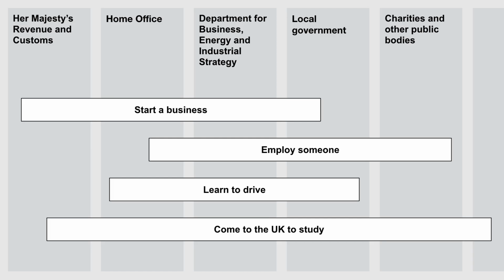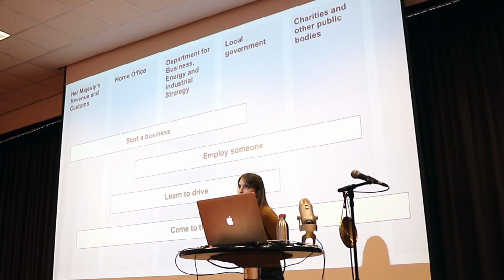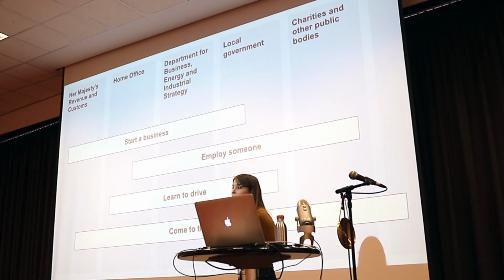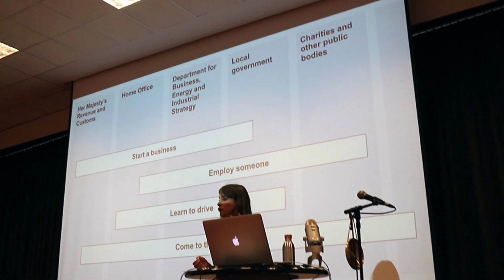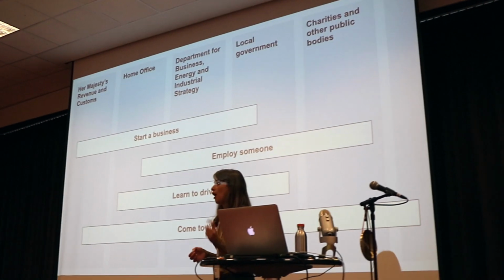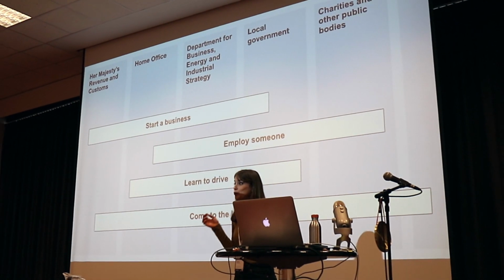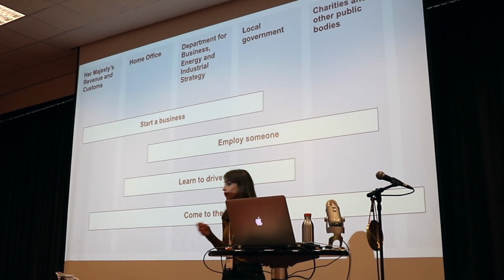So these user-defined services like start a business span multiple departments across the public sector and government. For example, in starting a business, we've seen there are around 10 to 15 organizations in the UK that design and deliver individual bits of transactions and services of that end-to-end journey. And those people in those departments are not really talking to each other.